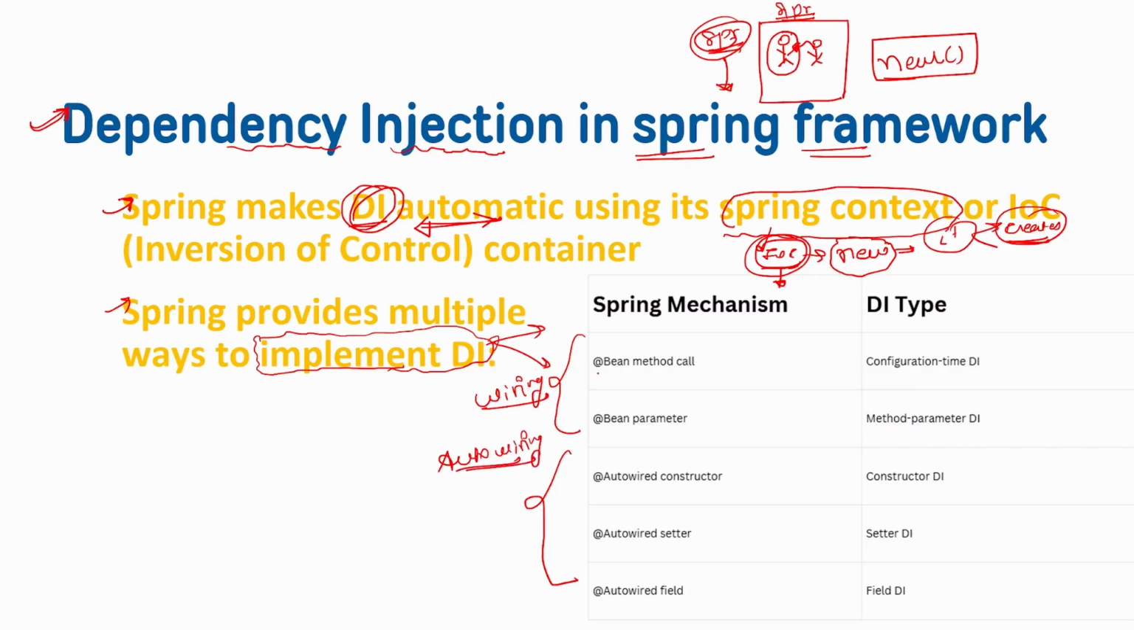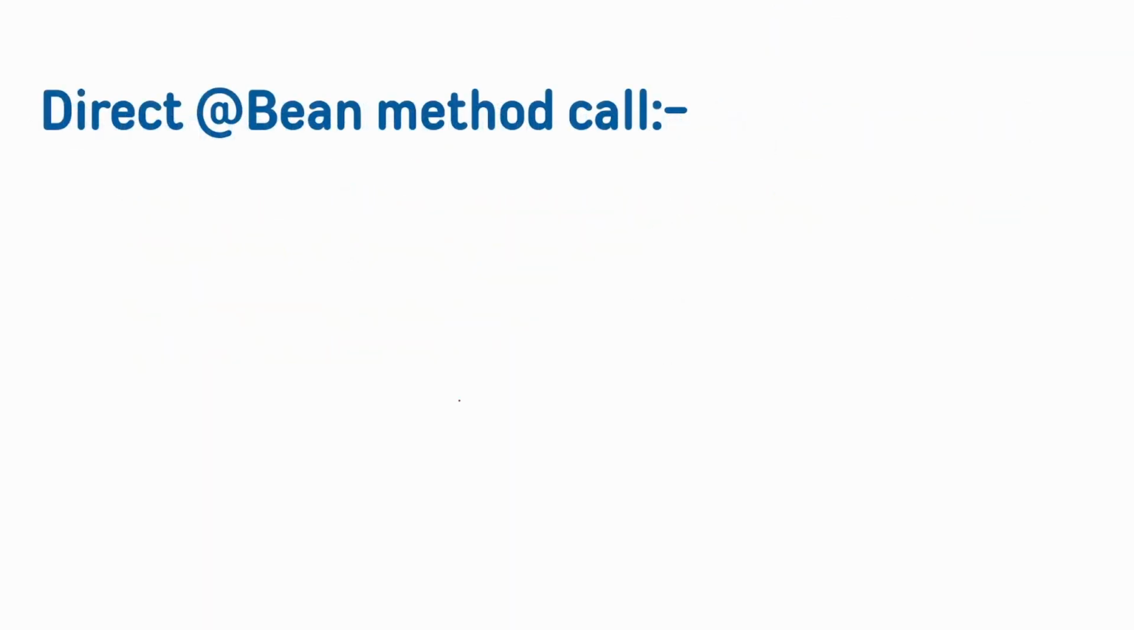In the wiring method, we have two ways to implement dependency injection: using the bean method call or using the bean parameters. It is also known as configuration time dependency injection, or method parameter dependency injection. The second type is auto wiring, where we instruct Spring to inject the dependency using the @Autowired annotation. This is of three types: constructor dependency injection, setter dependency injection, and field dependency injection. Let's see each one in great detail. First, let's start with wiring, the manual method of dependency injection.